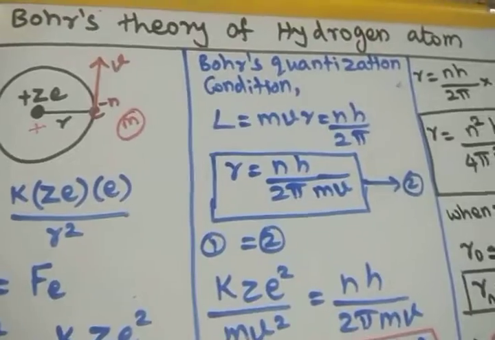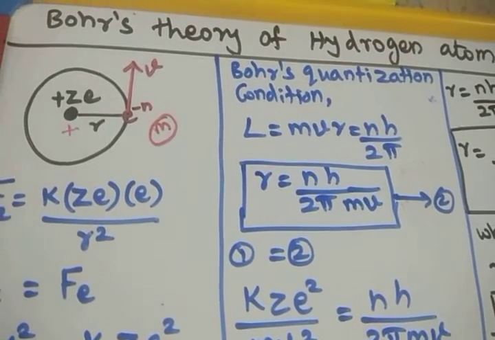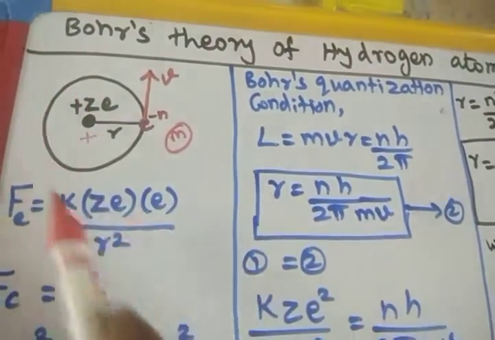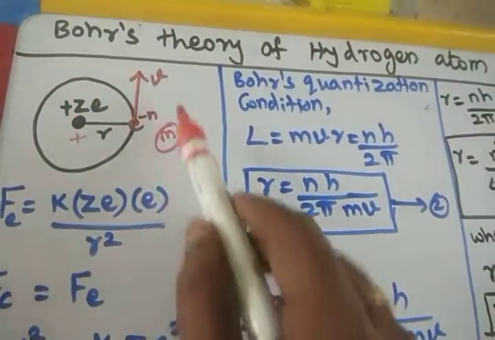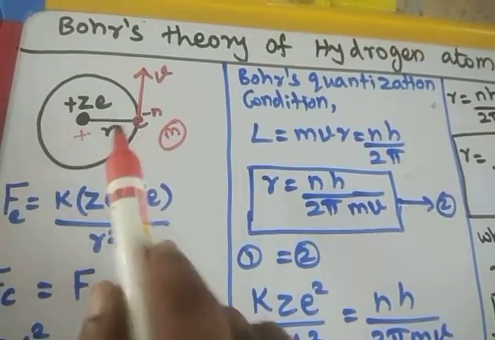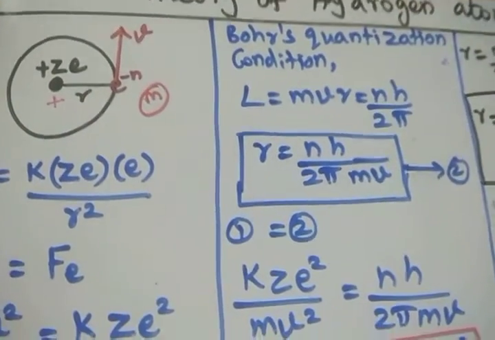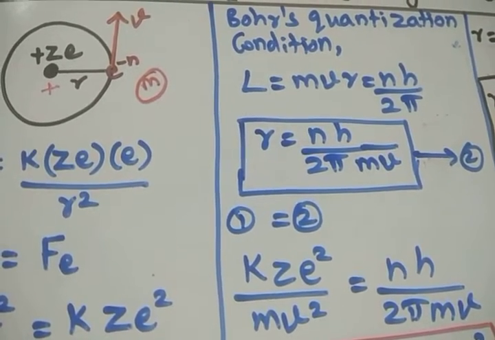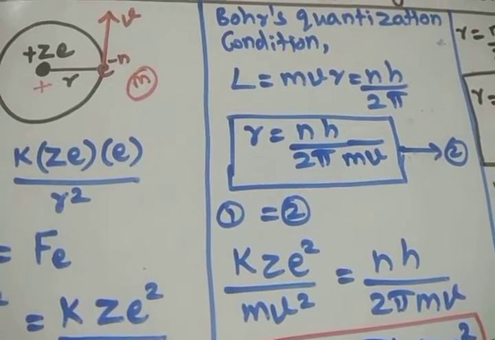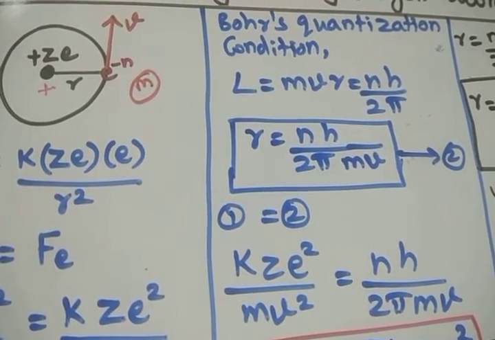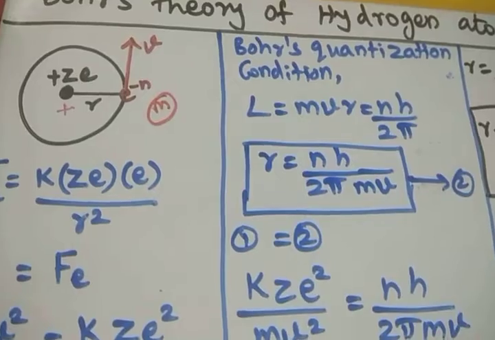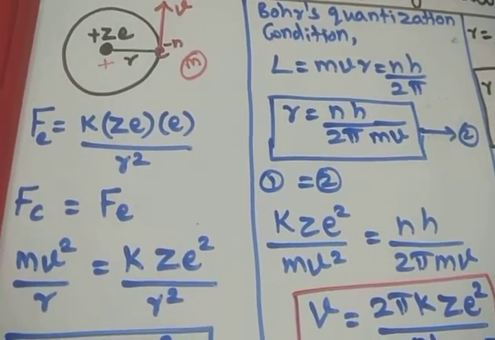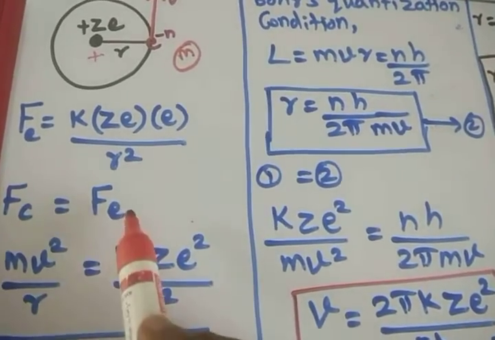As per the concept of Rutherford as well as Bohr, the centripetal motion, the circular motion of the electron revolving around the nucleus, is equivalent to the electrostatic force of attraction between these two. Again, the centripetal force required for the rotation is provided by the electrostatic attraction between electron and nucleus. So the centripetal force must be equal to the electrostatic force. Fc is the centripetal force and Fe is the electrostatic force.